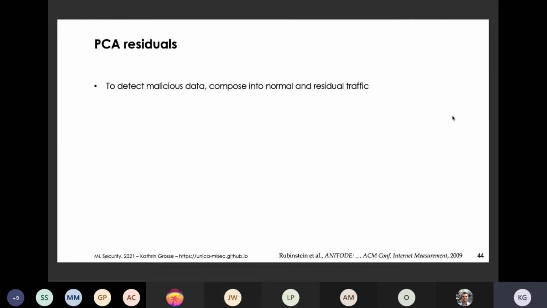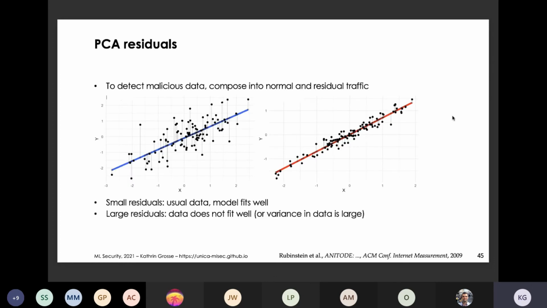And so now they apply this in practice. The idea behind this is that you take the network traffic and you use PCA to represent it, and then you look at the residuals. Just on a very high level, residuals are the errors that you usually have when you fit a function. In this case, it's a linear fit where you have those errors. On a very general level, what you can say is, okay, small residuals mean that the model is fitted well, which might indicate usual data, and large residuals imply that the data does not fit well. And I'm adding this remark here, not all large variance in data is an anomaly, because there might be other reasons why this is the case.